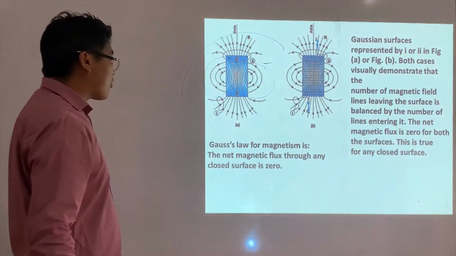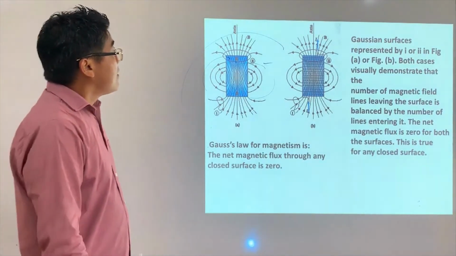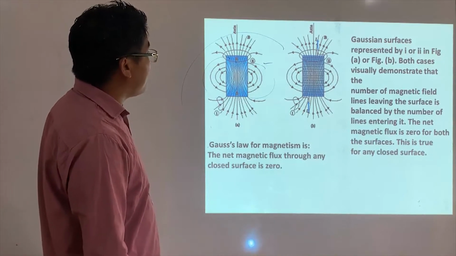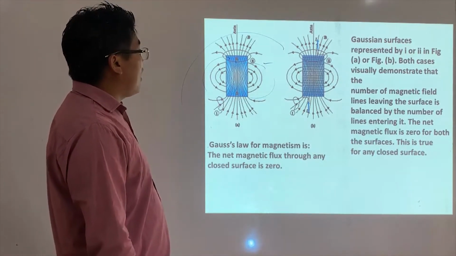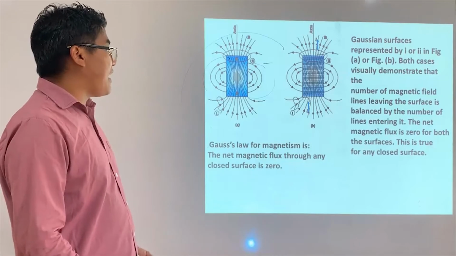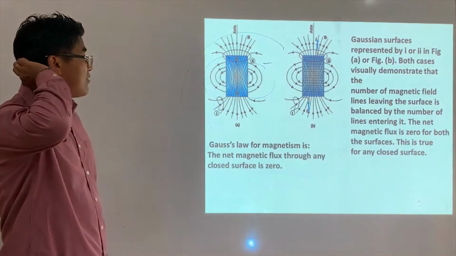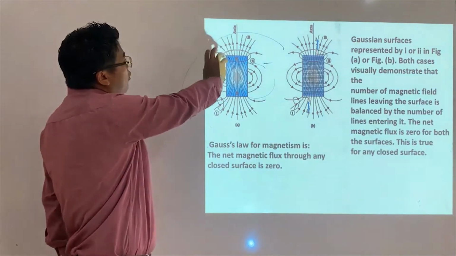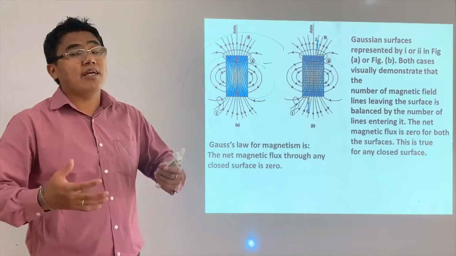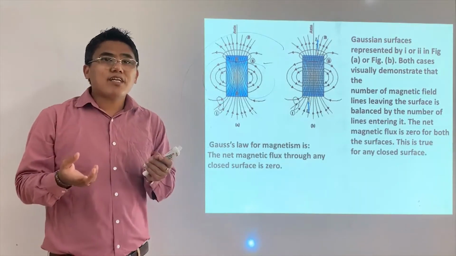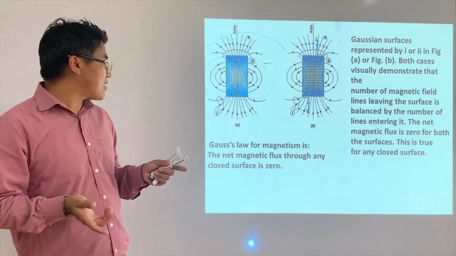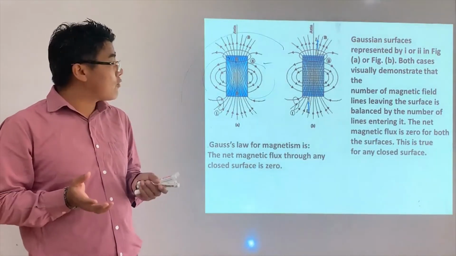So therefore, the concept about Gauss's law, we'll discuss just now. The Gaussian surfaces represented by 1 and 2 in figures A and B, both cases visually demonstrate that the number of field lines leaving the surface is balanced by the number of field lines entering it. The net magnetic flux is 0 for both surfaces. So if I choose any closed surface, whenever we talk about magnetic field lines, every time the number of field lines leaving the surface is equal to the number entering, so the net flux is going to be 0.